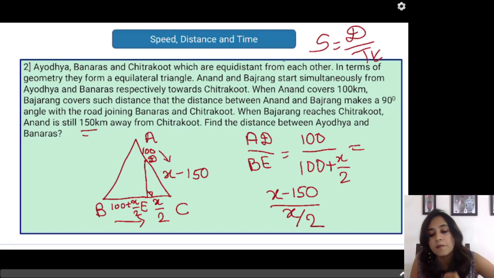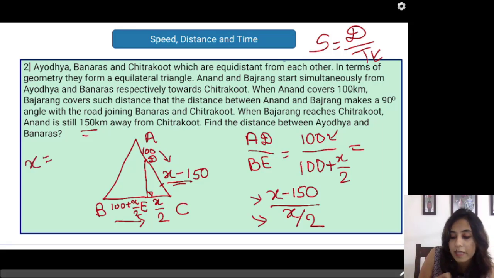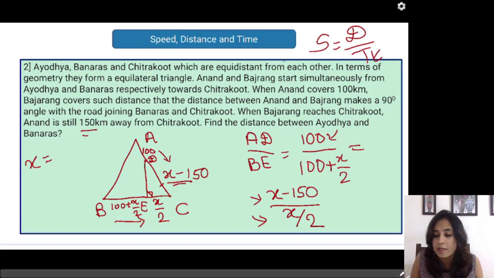Because the time taken for Bajrang to travel X by 2 kilometers is equal to the time taken by Anand to travel X minus 150, since he is still 150 kilometers away from Chitrakoot. So for Anand to cover X minus 150 and for Bajrang to cover X by 2, the time taken is going to be the same. Similarly, the time taken for Anand to cover 100 kilometers and Bajrang to cover 100 plus X by 2 kilometers is the same. So I can equate this and find the value of X. The value of my X comes out as 200. You can solve this and confirm it.